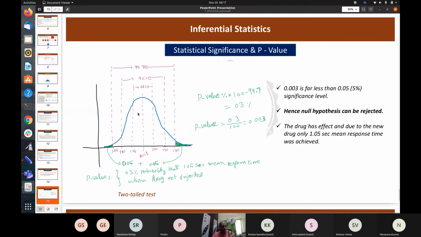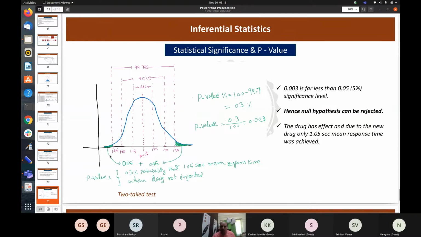When the drug was not injected, only the stimulus was injected, a 1.05 response time is coming 95% of the times it is not coming. You took a sample, did the injected stimulus, took the mean, again took 100 rats, injected stimulus, took the mean. 95% of the times this response time is not coming. Very rarely it is happening. This 0.05 and less response time is happening very rarely.